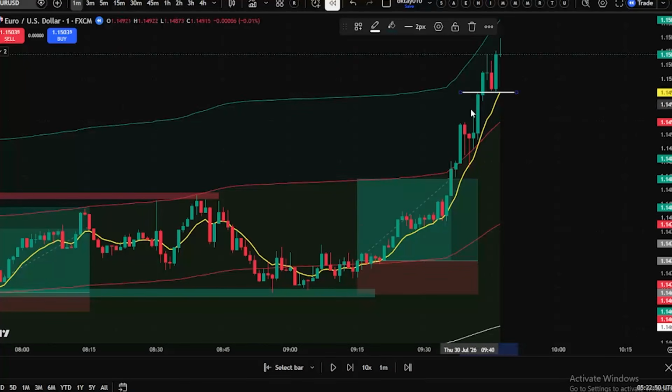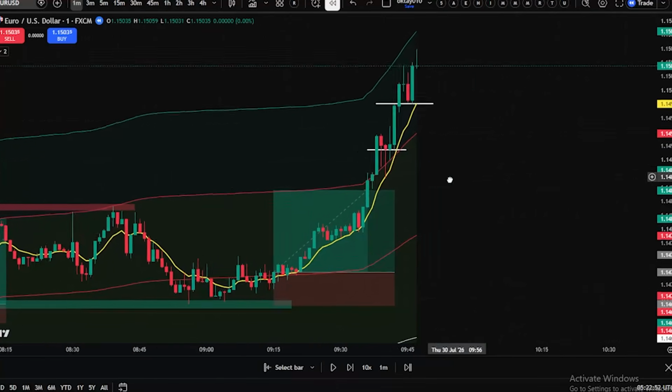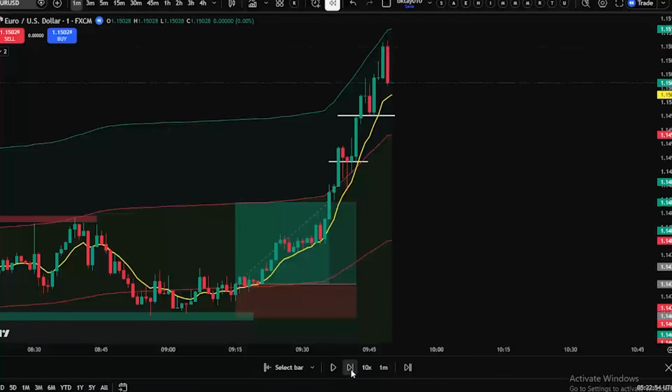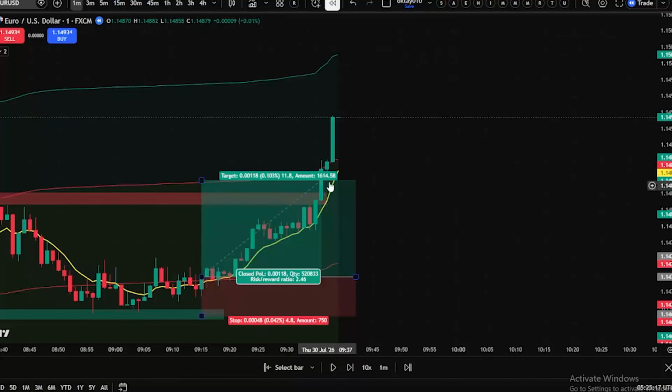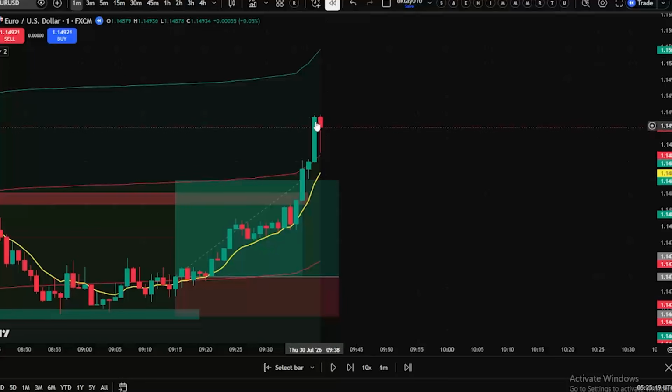After a few minutes, the buying volume increases. One by one, bullish candles form. The previous high is broken. And finally, the price reaches the target 1 to 2. This means that our second win has been recorded.